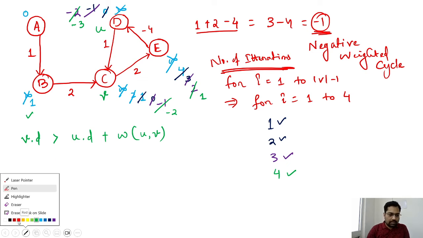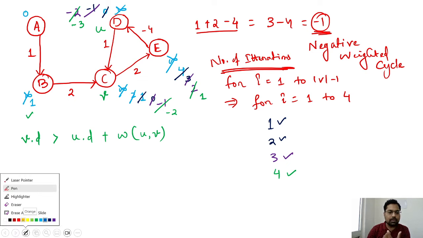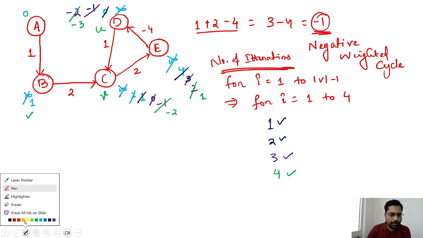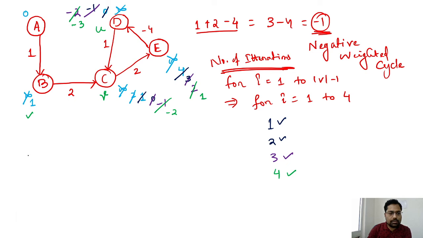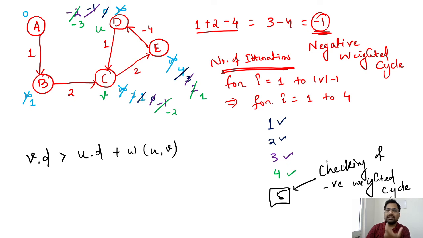Now, to check whether there is a negative weight cycle or not, we need to run one more time. Whenever we run one more time, we will check whether we find a problem or not. I'm just changing the color now. So we know if distance of V is greater than distance of U plus the weight, if this happened, we will say yes, definitely there is a problem which we resolved. So here, you will be running 5 times. This 5 is for checking of negative weight cycle, or you can say detection of negative weight cycle.